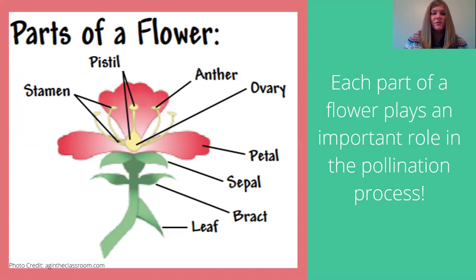So then we move down to the bract, and the bract is kind of like a leaf. It's where the flower rises up from. Sometimes it's mistaken for a petal just because they can be brightly colored, and they also help attract pollinators. So then we go down to our leaf, and the leaf is the part that's providing food to the plant through photosynthesis.